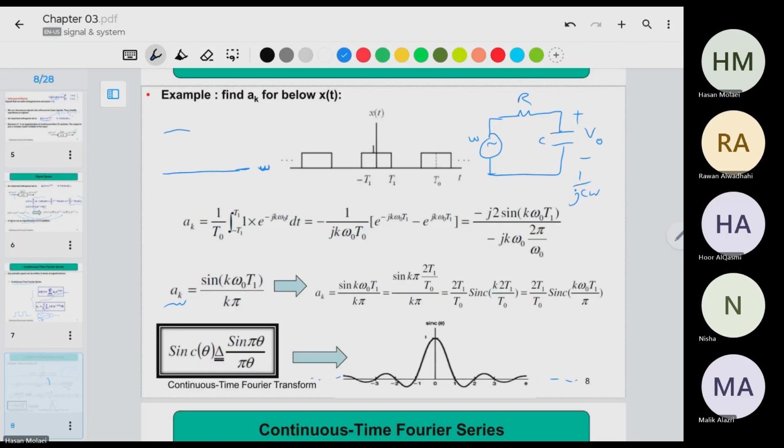So VO would be something like this, yeah? For low frequency, VO is high. For high frequency, it's decreasing, which means we call this a low pass filter. It transfers a low frequency to the output, but at the same time, it's omitting the high frequency.